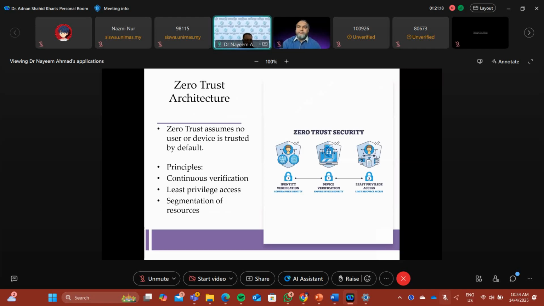Zero trust architecture means that this model assumes no user or device is safe by default. If you get any device from any vendor, we say never trust default settings until you customize and configure it based on your needs. It emphasizes continuous authentication, minimum access rights, and network segmentation. So it limits the damage attackers can do once inside.